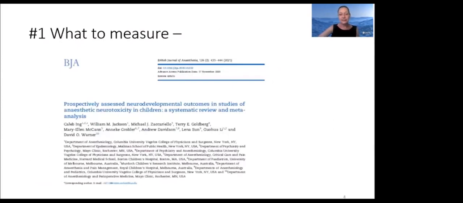Hopefully earlier today, Dr. Ng talked to you about the systematic review and meta-analysis that came out recently that looked at all of the prospectively assessed neurodevelopmental outcome studies after single exposure. I think this meta-analysis is a really nice pivot point that lets us start to focus in on the most important outcomes and stop measuring everything. But I do think that there are a couple other challenges that we really need to wrestle with before we get to an ultimate phenotype, if there is one.